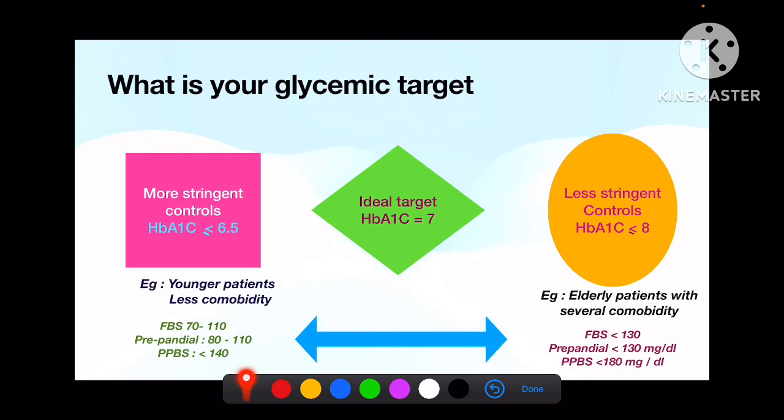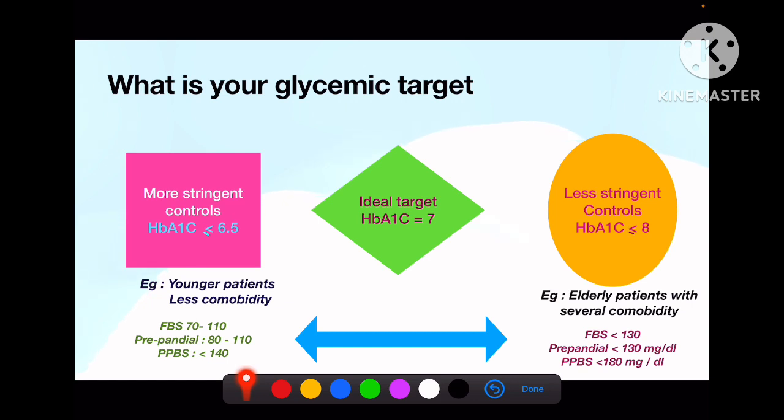So you have to keep in mind that, whatever the case, for the elderly, if you can achieve HbA1c of 7, that would be great, right? Then if your patient is a little elderly, if you can achieve HbA1c less than 8, that would be enough. If your patient is young and well active with fewer comorbidities, then you can go for stricter control of HbA1c less than 6.5. That's what you have to get from this slide, right?